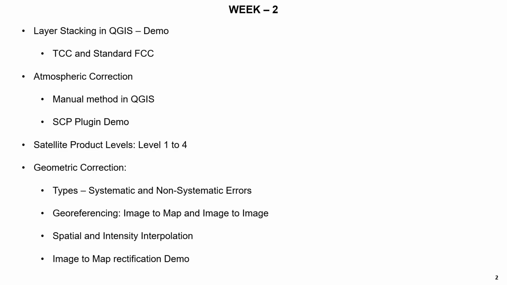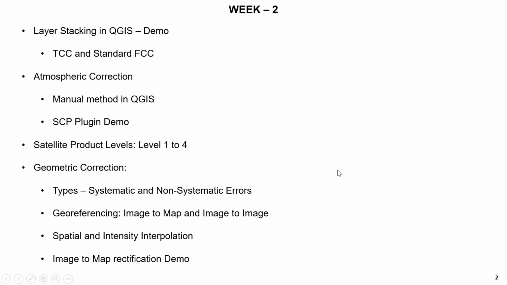This is the third session. We are seeing just the recap of the second session. So in the atmospheric correction, we saw what is the manual method, how to do the manual method in QGIS, and I also demonstrated how to do it with the SCP plugin, where we saw the dark object subtraction. Then we saw what are the satellite product levels that are available. So we saw what is level 1 to level 4.